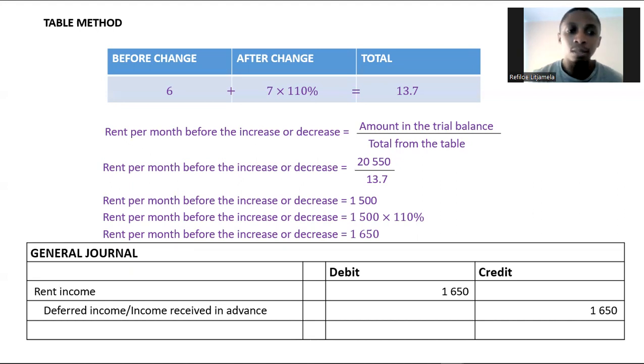That's why in this case, our rent income will decrease on the debit side. Remember, when it goes up, it's on the credit side. So when it goes down, it's on the debit side, and it will decrease by that 1,650, which is just rent received for 13 months.